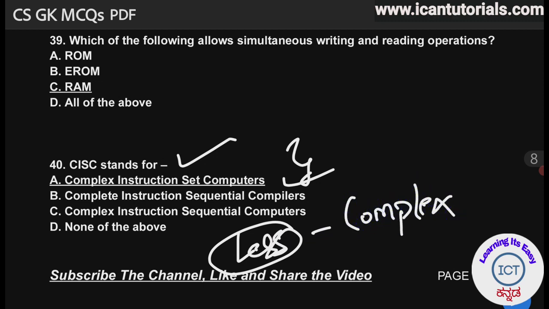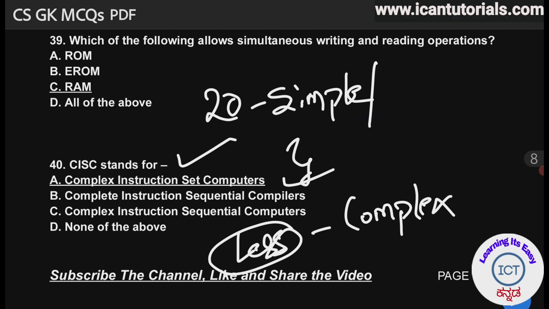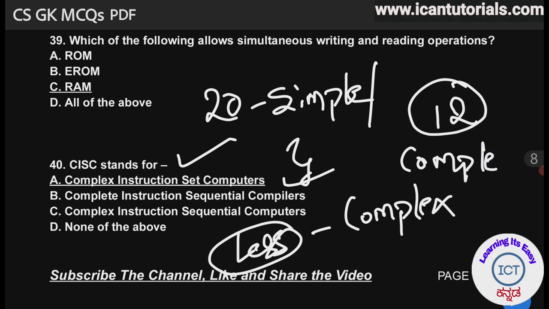We can perform an operation in 20 simple steps. This is one way of doing the work. Another way of doing the work is to reduce the number of steps to, suppose, 12, but those steps will be complex. This is the meaning of CISC, complex instruction set computers.